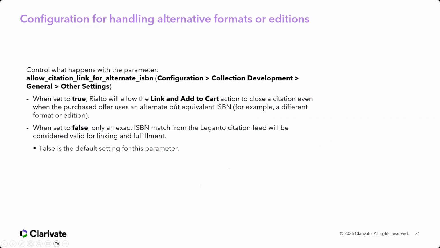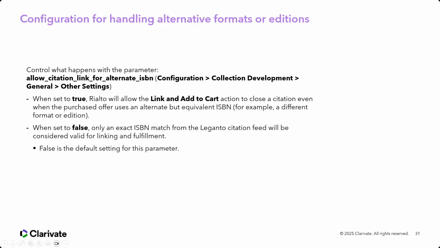So with this parameter, you can set it so that when you purchase an alternate but equivalent ISBN, they're all going to be updated. You're essentially relinking all of those citations to the new one that you just purchased. If you don't want to do that, then you set it to false, which is the default behavior. In this case, it requires that there's an exact match on the ISBN before the citation will be considered as being fulfilled by this title. And in that case, only the matching ISBN will be updated.